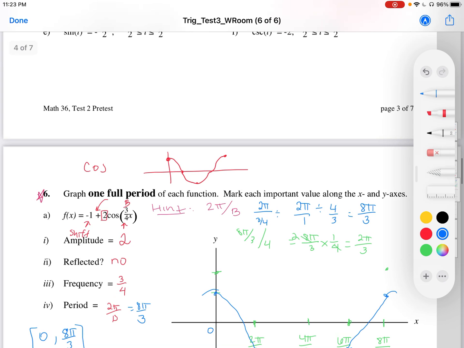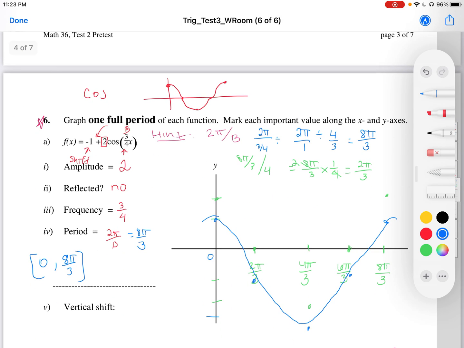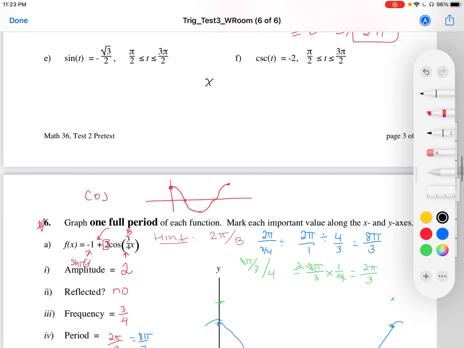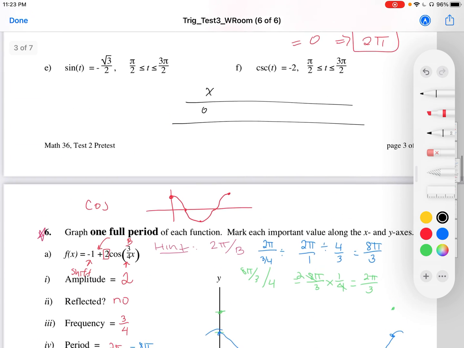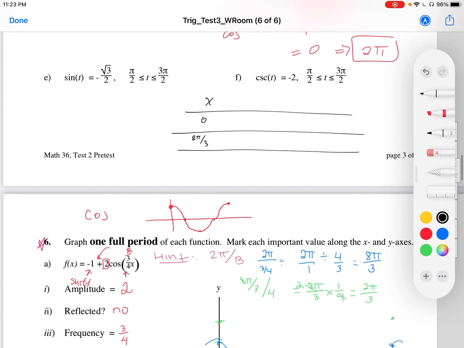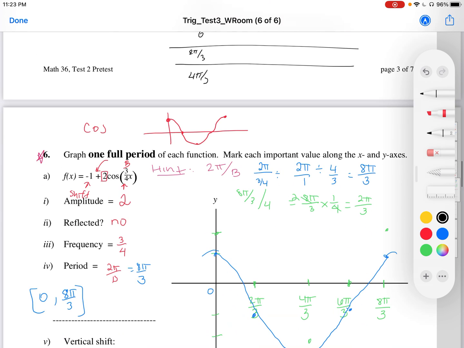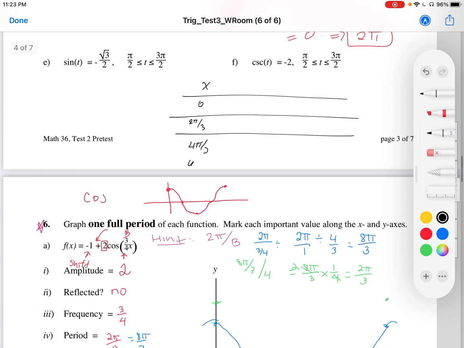Now, if you don't trust me, which I totally get, I kind of rushed through this, you can go ahead and plot each one of these points on a chart so that you have x equal to 0, 2 pi over 3, 4 pi over 3, 6 pi over 3, and then from there you'll see that they start repeating themselves. And plug them into your function: -1 plus 2 cosine of 3 over 4x.